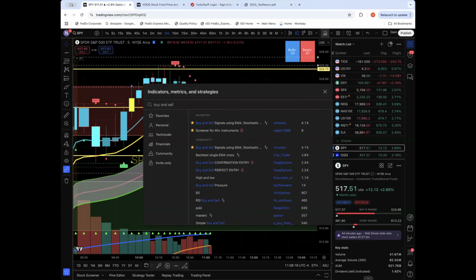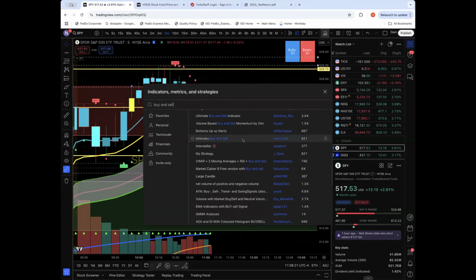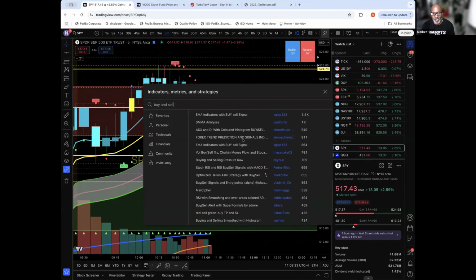There's the level on SPY. We break that, it's gonna get ugly. Different buy and sell, right?